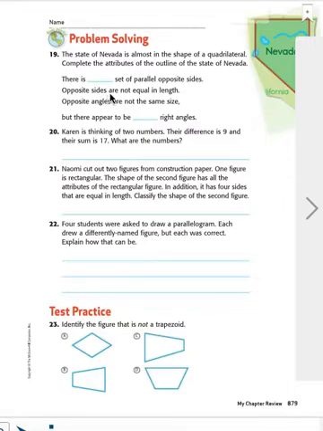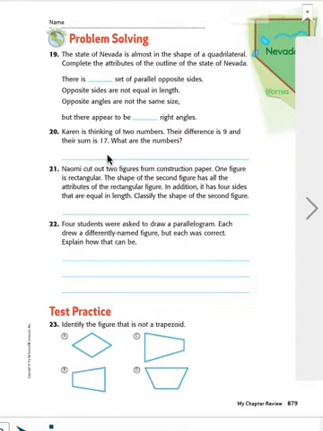It says opposite sides are not equal in length. Opposite angles are not the same size. But there appears to be, how many right angles do you see here? So you have to look back up at the map of the state of Nevada and find how many perfect corners you can find. Well, I see one up here. No, this isn't a perfect corner. That's too big. And this one down here, which isn't showing on my recording, but you can see it, it's not a perfect corner. So it looks like we only have one perfect corner here and one perfect corner here for two right angles.